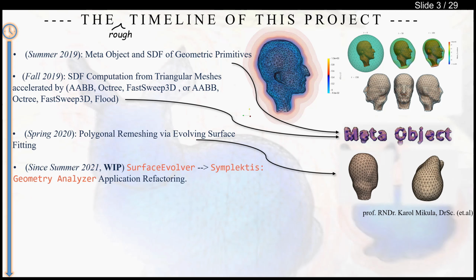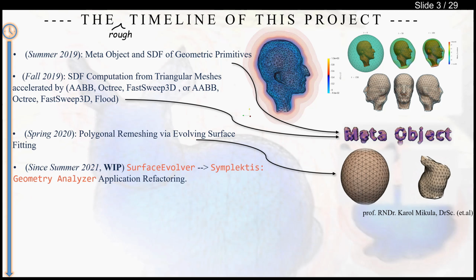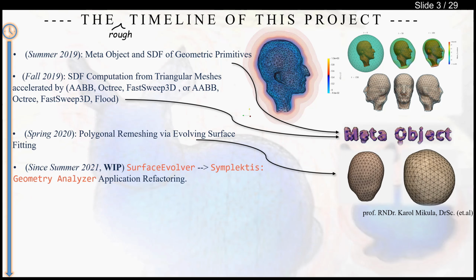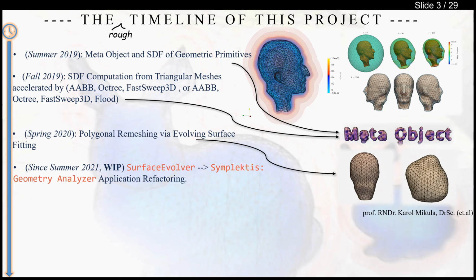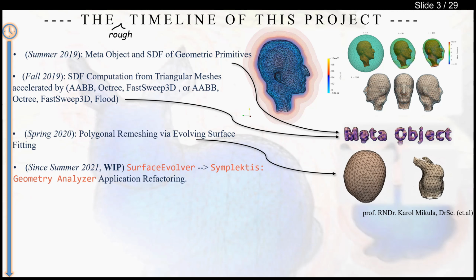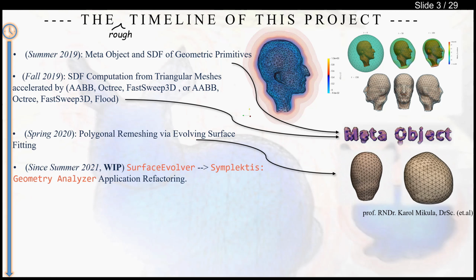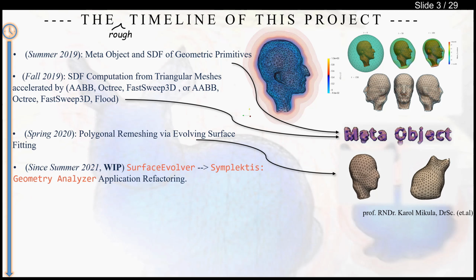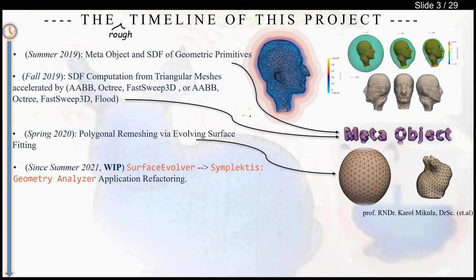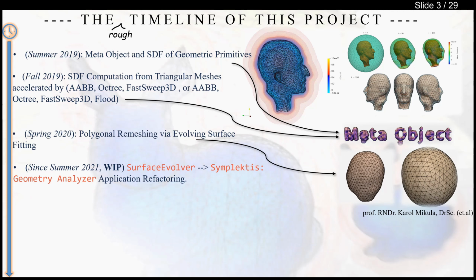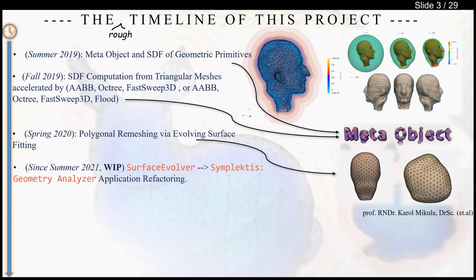So after a few months' break, I returned to academia, revisiting the old problem. From the experience I gained as a C++ developer, I decided to completely refactor the old code from my diploma thesis. Earlier this year, the project, previously called Surface Evolver, started its transformation to a new app, Symplectus, the geometry analyzer. The primary objective of Symplectus is, of course, to be able to better solve the problems that I tackled in my diploma thesis, and of course many other applications that will arise in the future.